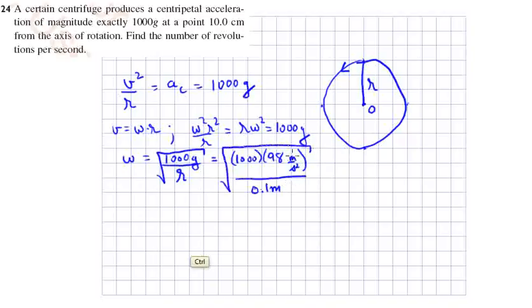Check your dimensions. Meters cancel out. I get 1 over second squared. The square root of 1 over second squared is 1 over seconds. Radians are understood, since the radian itself is dimensionless. If we do the calculation here, take the square root of what's under the square root sign, we get 313.1 rads per second.